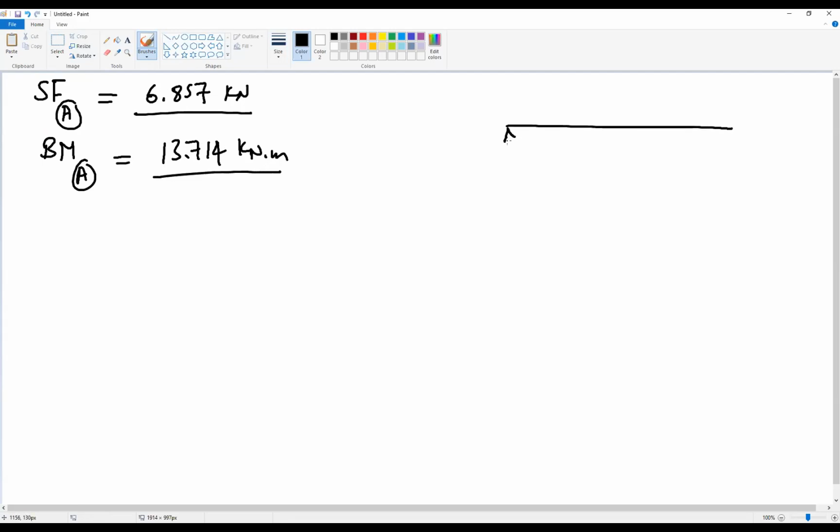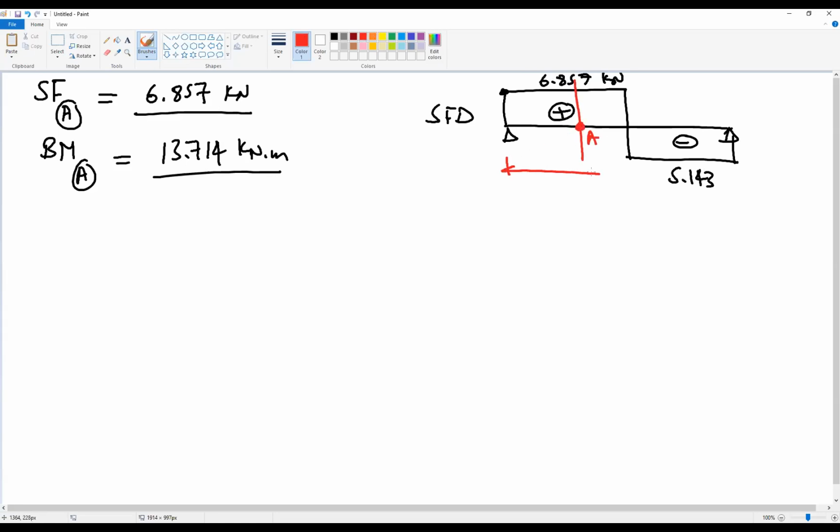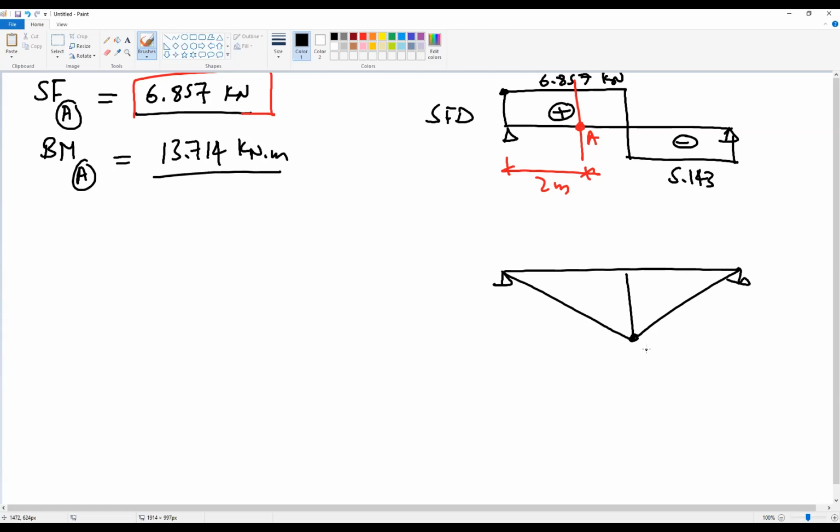Again, this is our drawing for shear. This is positive, this is negative, the shear force diagram. This was 6.857 kilonewton, and this was 5.143. If this is A, 2 meters from here, then shear at A is 6.857. For the moment, this is our moment drawing. This was 20.57 kilonewton meter, and we need only to find the moment at A here. How can we find the moment at this point?